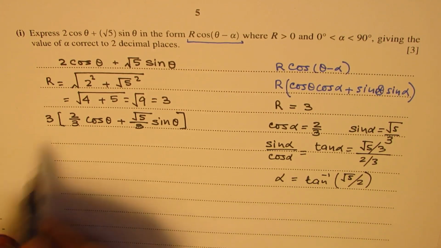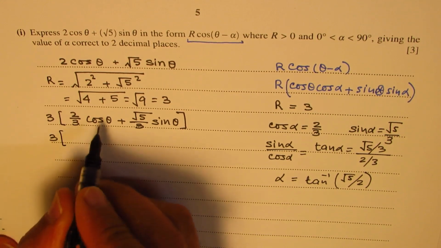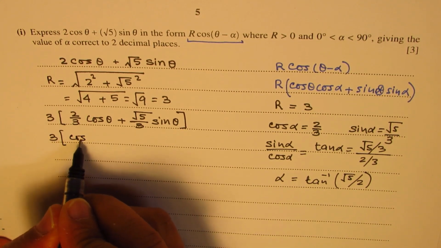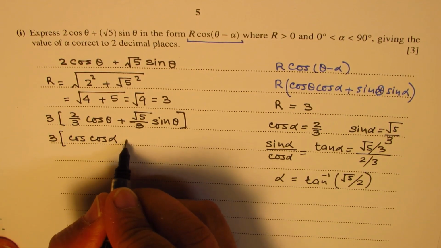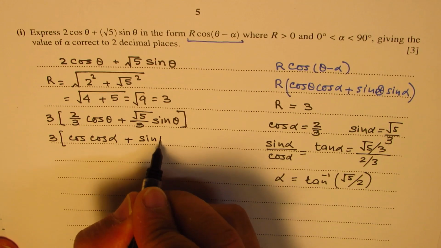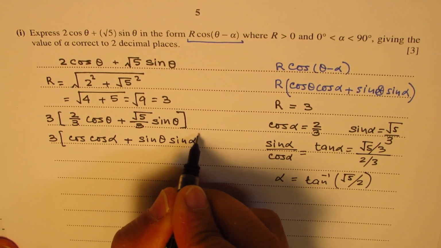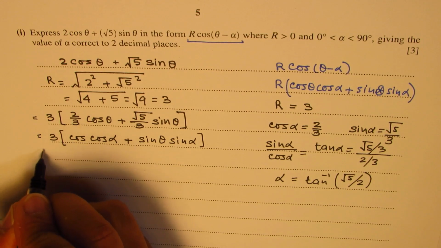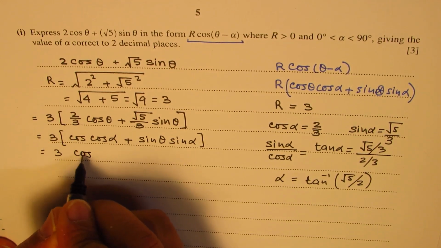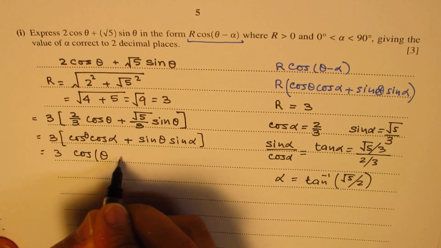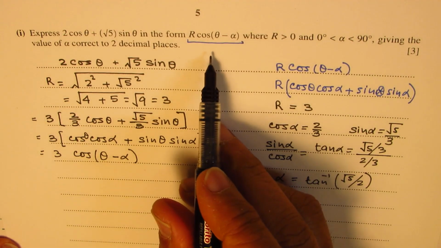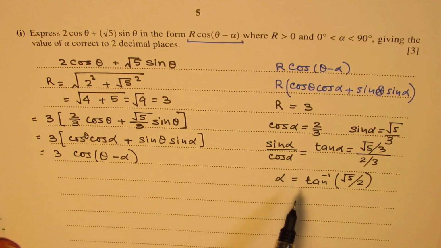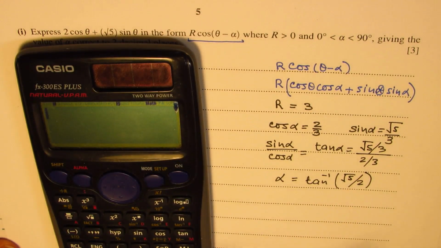Now look here. On this side, it is better to write this as cos theta cos alpha, where cos alpha is 2 over 3, plus sin theta sin alpha, and that could be written as 3 times cos(theta minus alpha), right? So we got what we really needed. Here we can now compare and write what alpha is. So alpha is tan inverse of square root 5 over 2.